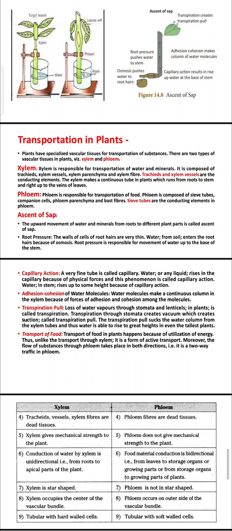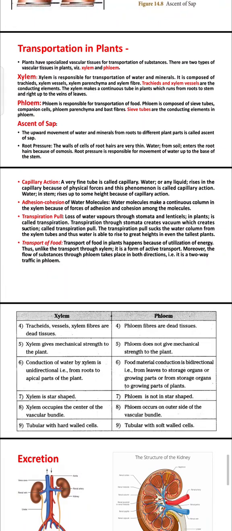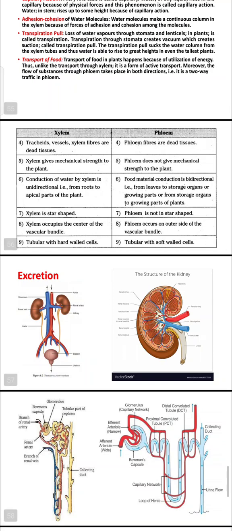And phloem, what is the function of phloem? It transports the food from higher concentration to lower concentration. Next there are some more points related to the topic. What is capillary action? Adhesion, cohesion, transpiration pull, and transportation of food, all things are there. And this part is very important, xylem and phloem. The difference between them is already given.